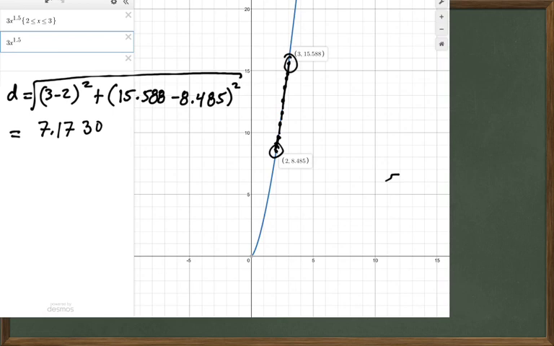So anyways, that's pretty much it for this video. Stay tuned for the next two on arc length and surface area, where we have a region that we're going to rotate around the x or y axis. We'll find the surface area of that.